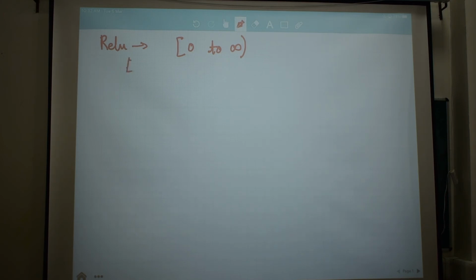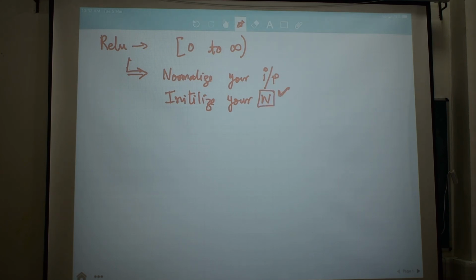So the first thing one has to understand is that when you want to apply ReLU, you will have to normalize your input. Whatever input vectors you have, first of all convert them to between 0 and 1. The second thing is to initialize your weight vectors.